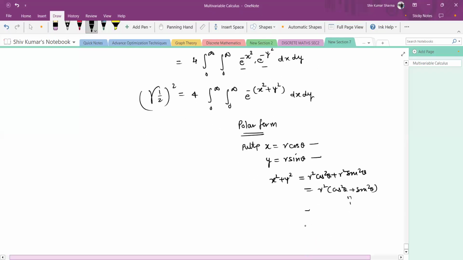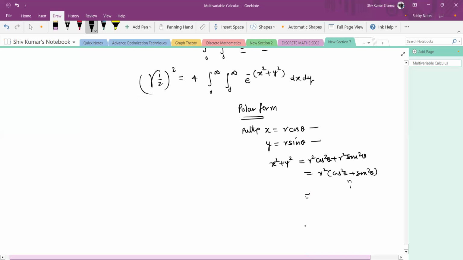So that means x square plus y square we can put as r square. The value of x square plus y square equals r square. This is our first relation, so x square plus y square we can put directly as r square.